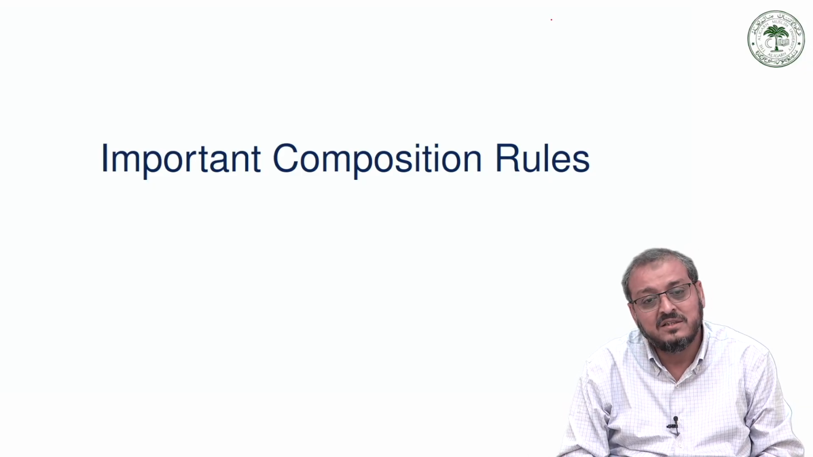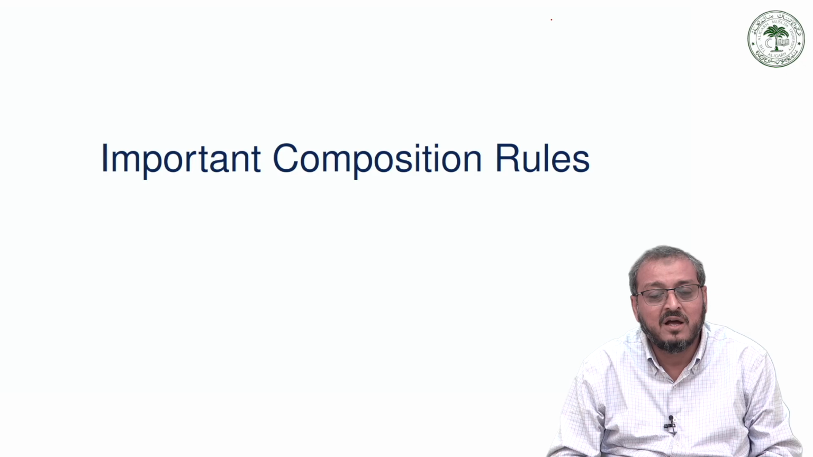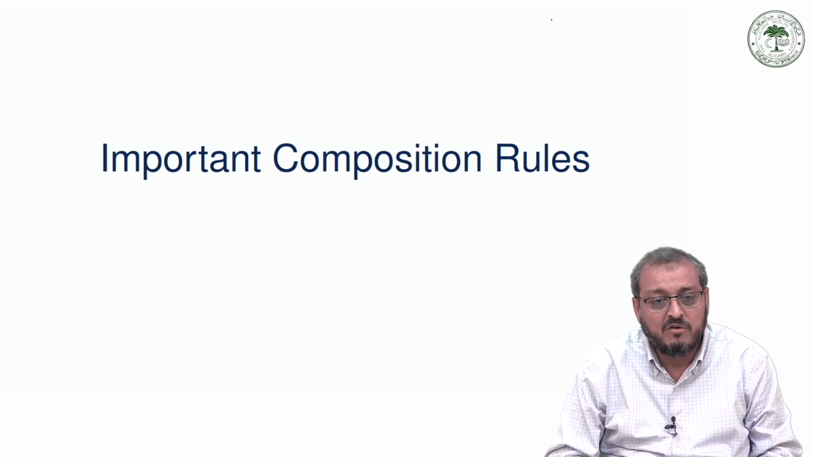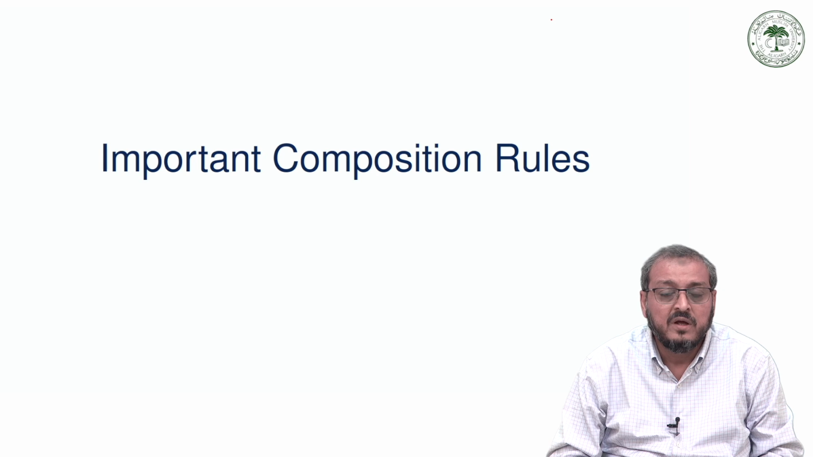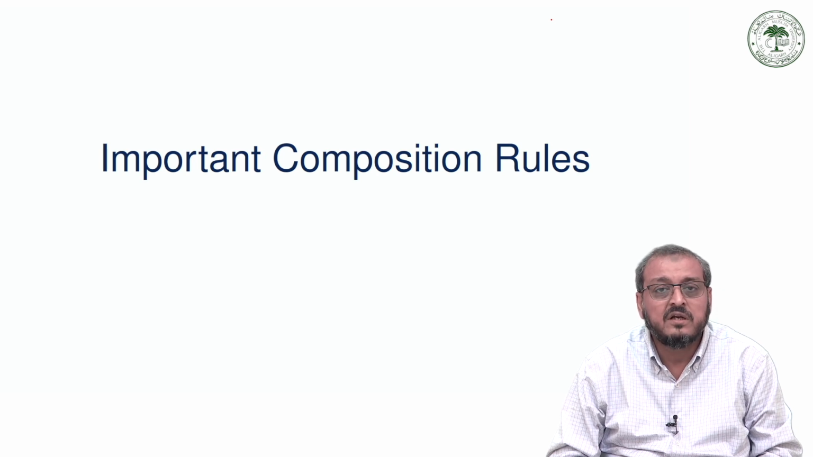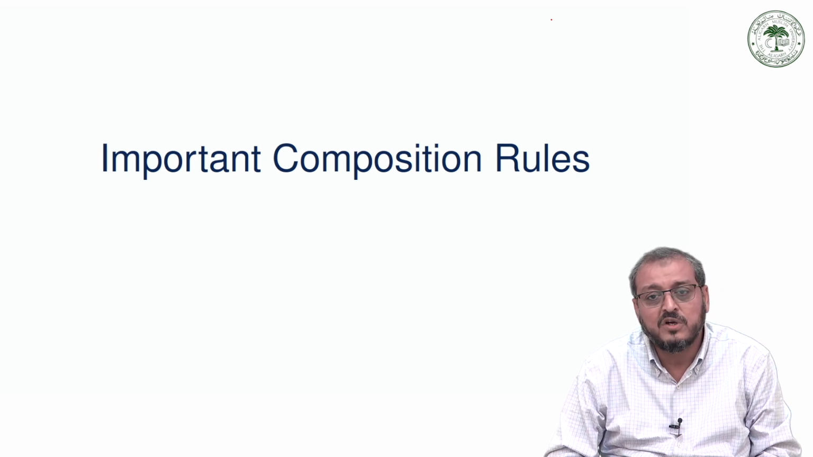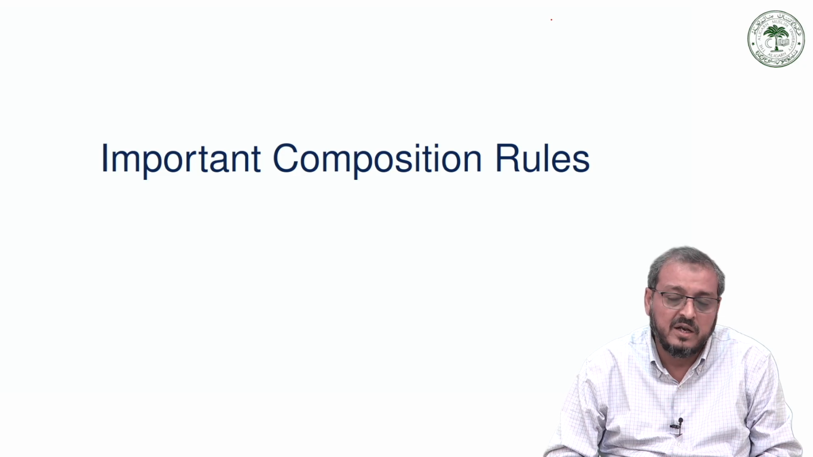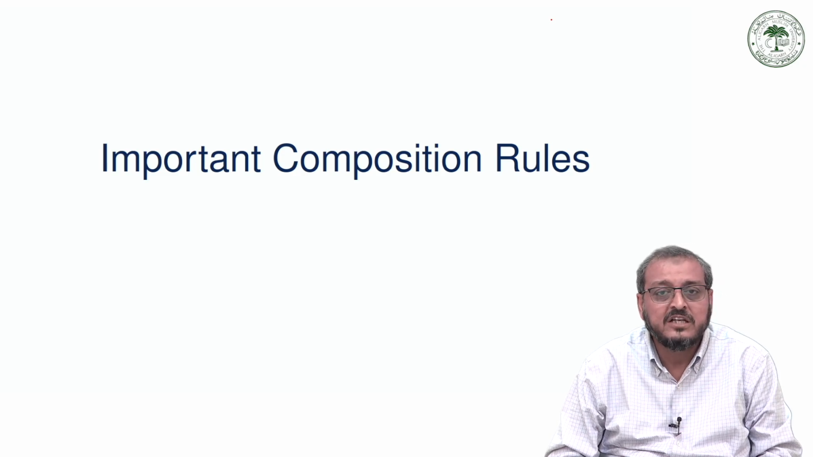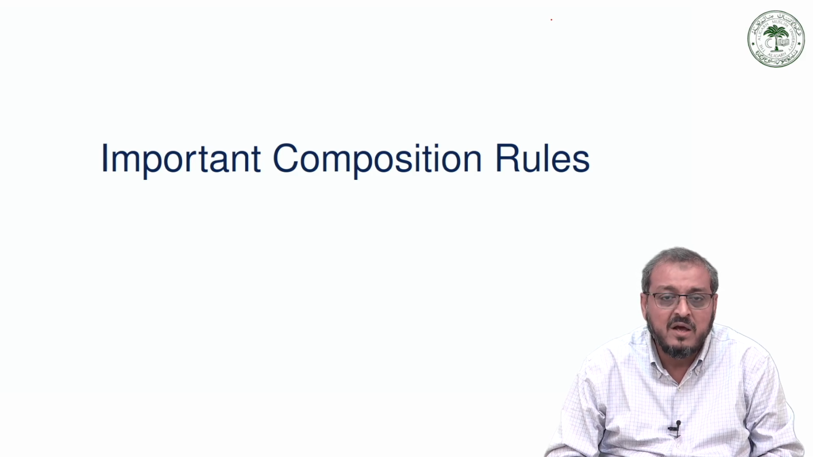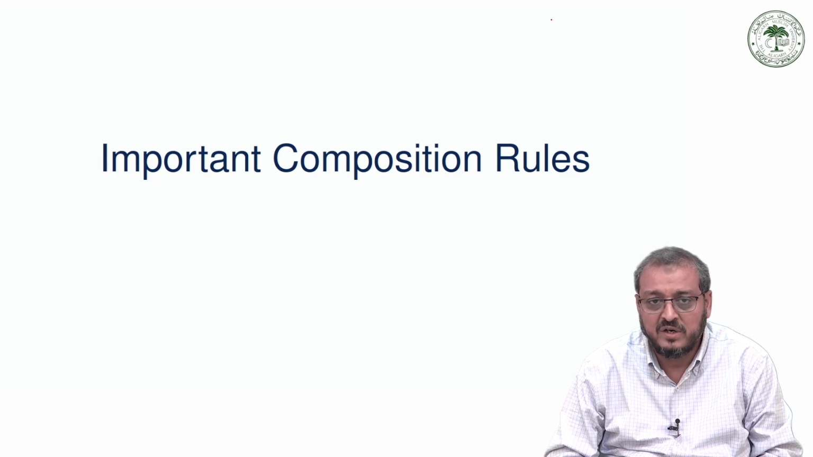In the last session, we discussed an important theorem. We can say that if T is a linear transformation from V to W, then T is invertible if there exists another linear transformation S from W to V such that TS is equal to identity and ST is equal to identity.